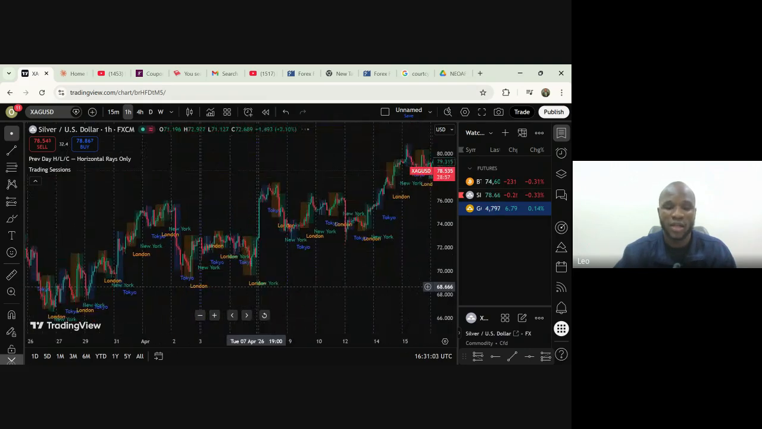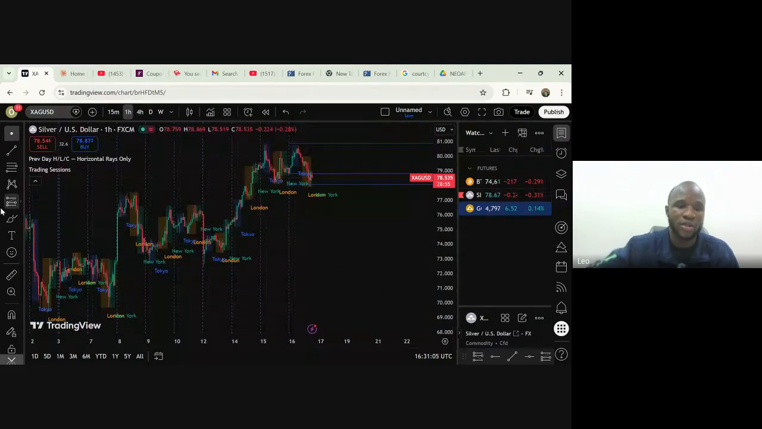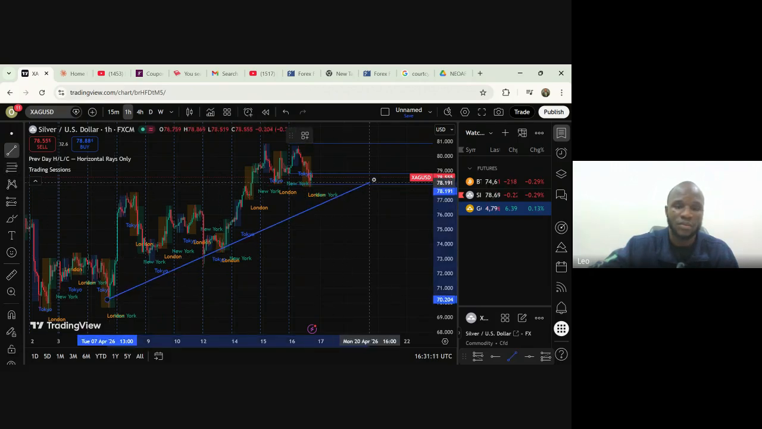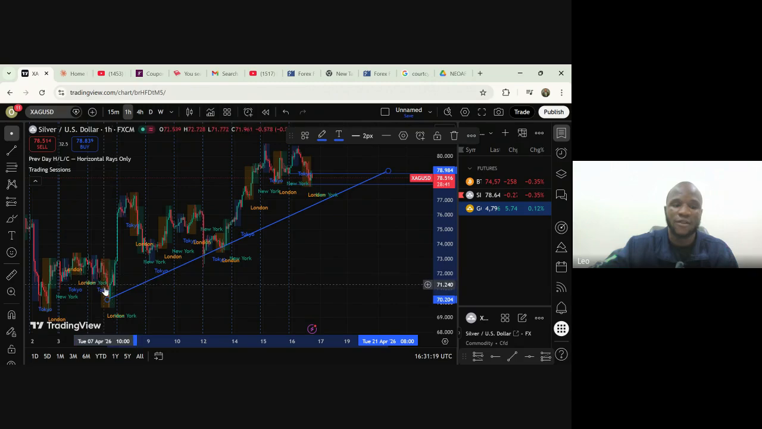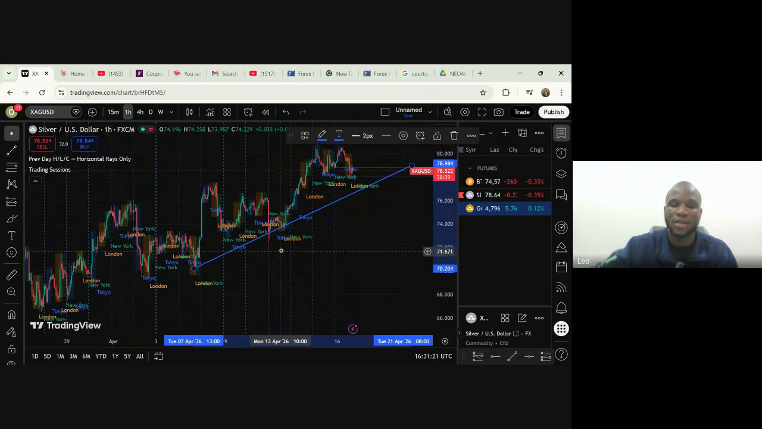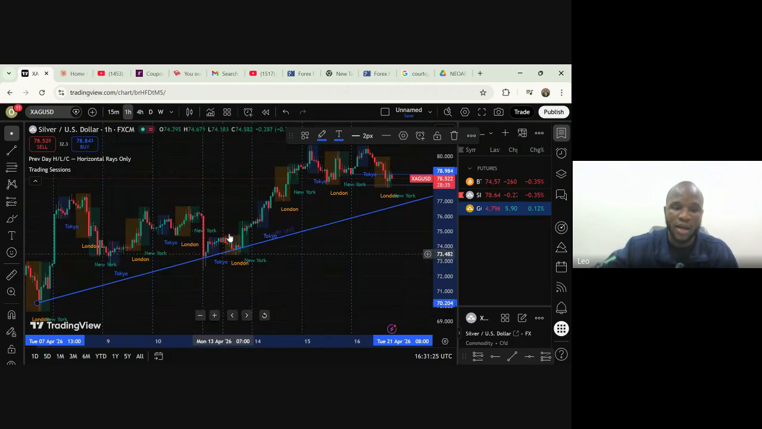So now we come to the 1 hour, and you draw your trend line, right? You draw your trend line, and for me to be able to draw my trend line, I look for this is the first touch, right? This is the second. This is the first touch. Here is just a retracement.